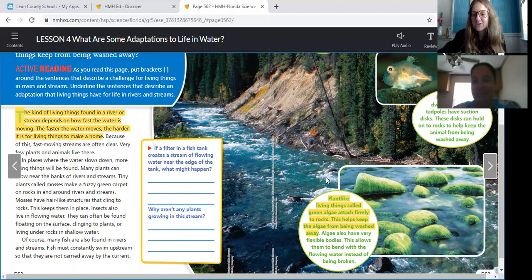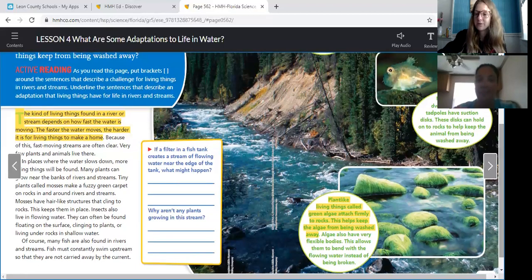Over in the bottom picture, that's the algae. Plant-like living things called green algae attach firmly to rocks. This helps keep the algae from being washed away. Algae also have very flexible bodies. This allows them to bend with the flowing water instead of being broken. If you've ever stepped on a rock with algae, it's very, very slippery.